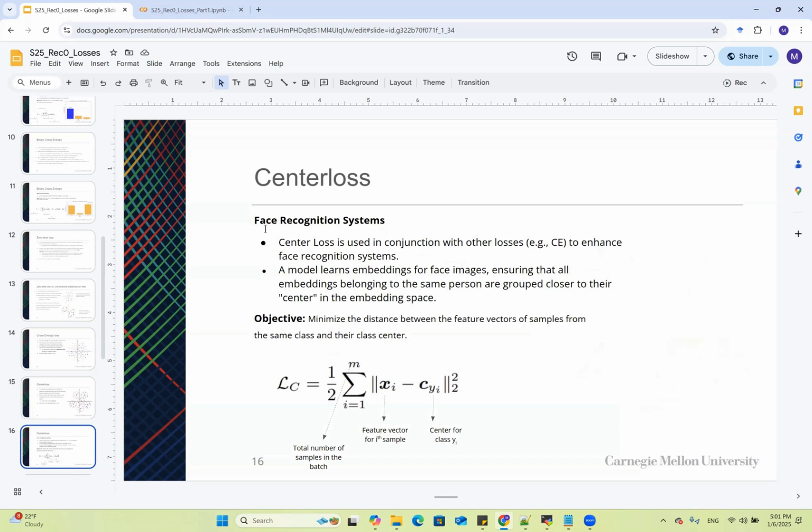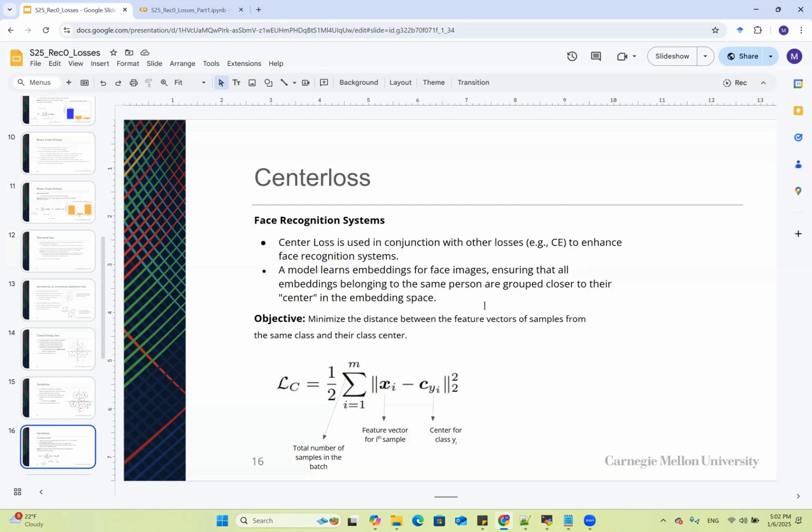An example for the center loss is face recognition systems. As we said earlier, center loss is used in conjunction with other losses such as CE to enhance face recognition systems. The model learns embeddings for face images, ensuring that all embeddings belonging to the same person are grouped closer to their center in the embedding space.